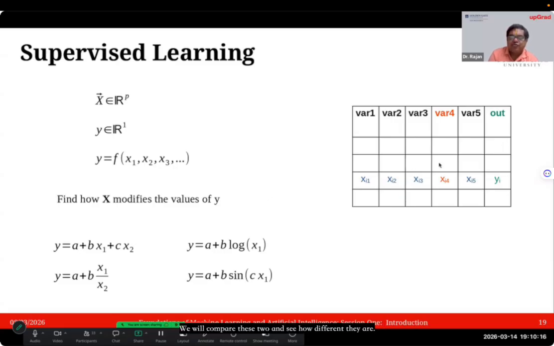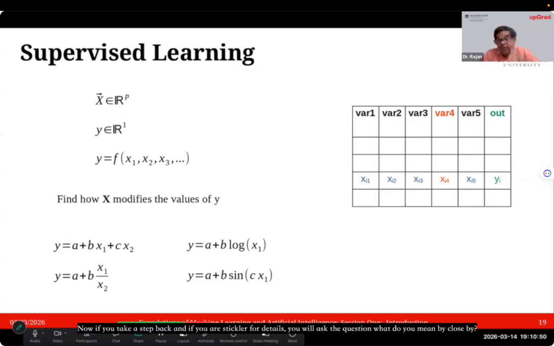We will compare these two and see how different they are. If they are close by, then okay, our model works well. I'm saying on an average, in the average sense. If the predicted value for Y and the measured values for Y are close by, then on an average the model is agreeable. We can use that. If they are not close by, then of course we cannot use that.